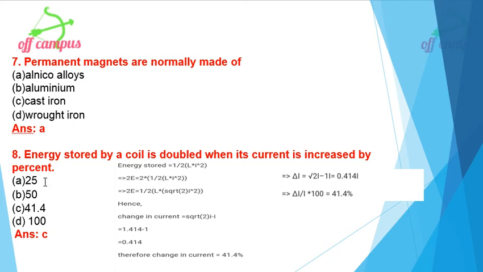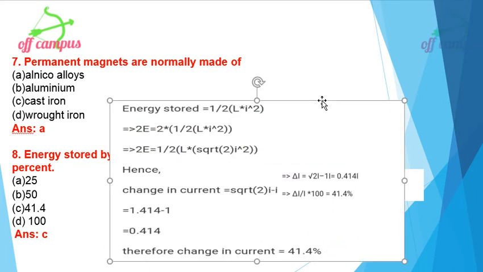Then one problem: energy stored by a coil is doubled when its current is increased by how much percentage? We need to find out the percentage increase of the current value when the energy stored by a coil is doubled. We will see. What is the energy stored in the coil? It is nothing but E equal to half L i squared.